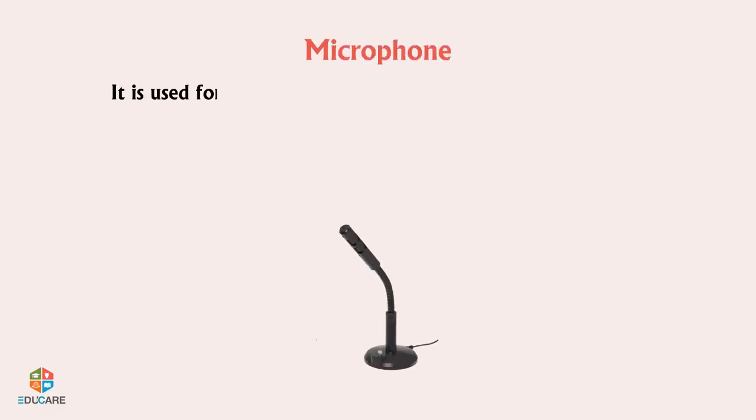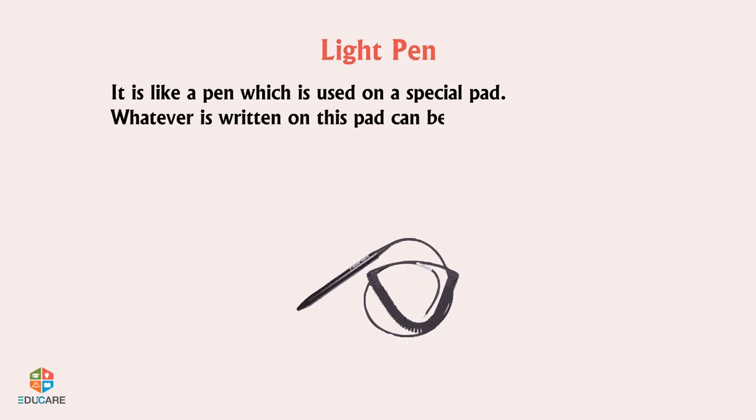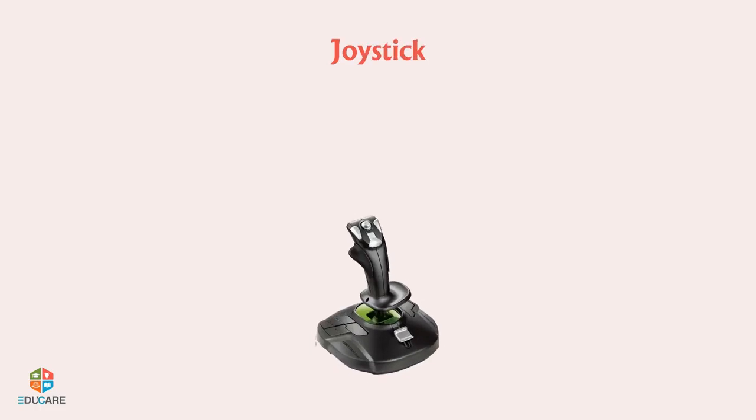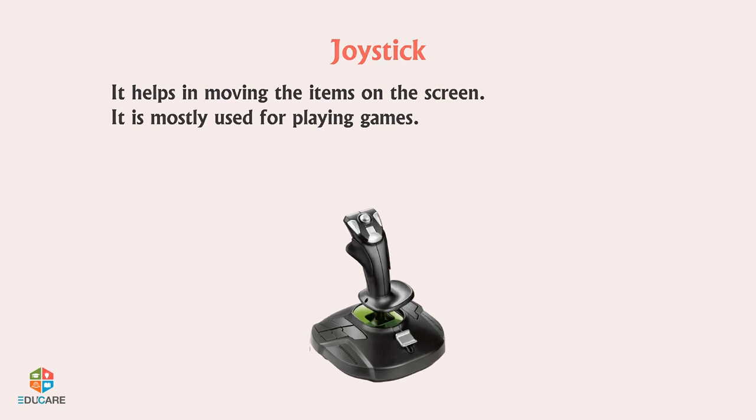Microphone: it is used for recording our voice and other sounds in the computer. Light pen: it is like a pen which is used on a special pad. Whatever is written on this pad can be seen on the monitor. Joystick: it helps in moving the items on the screen. It is mostly used for playing games.